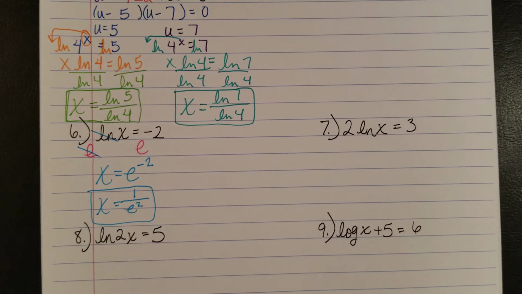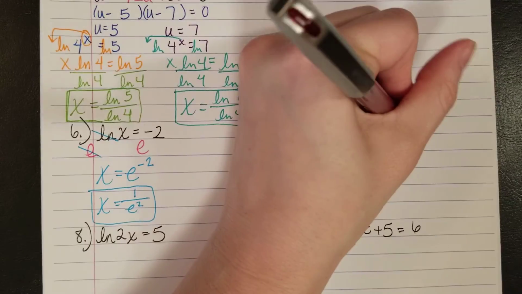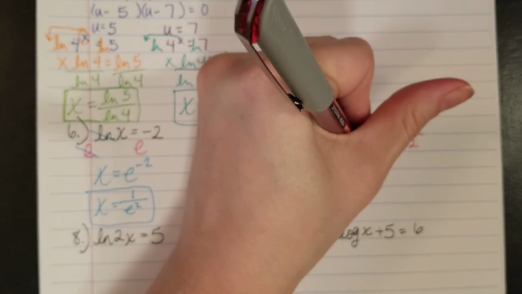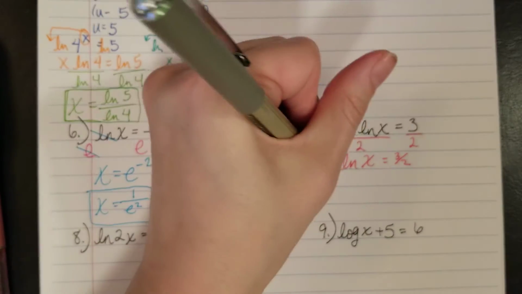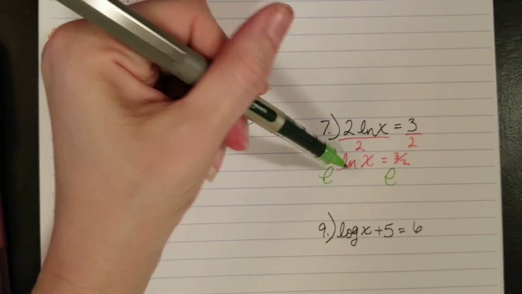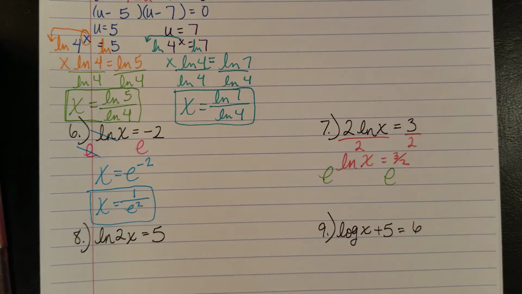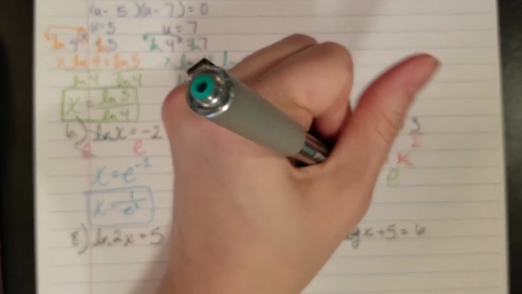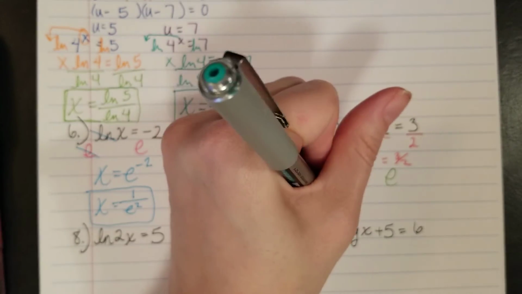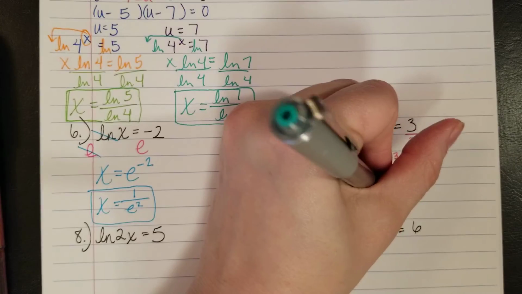All right, number 7 says 2 times the natural log of x is equal to 3. The first thing I want to do is divide both sides by 2. So ln of x equals 3/2. Then I'll take my big E here and here. So I'm saying e to the power of ln of x equals e to the power of 3 over 2. And so then I can cancel the e with the ln like this. So I get x is equal to e to the power of 3 over 2.